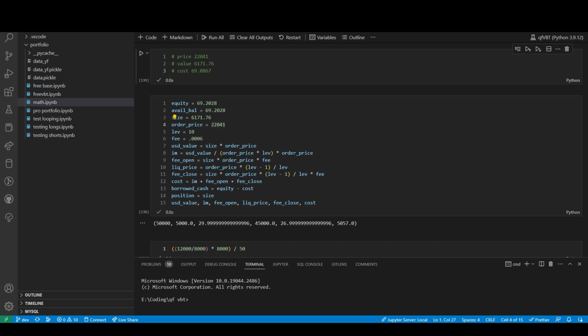1450. Order value is 6164.06. The cost is 69.0005. So my size is this. My price is this. My leverage is 100.